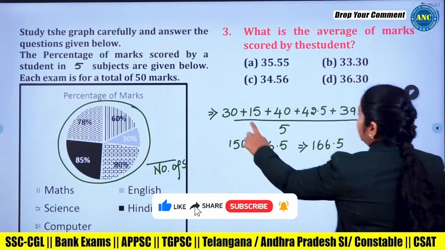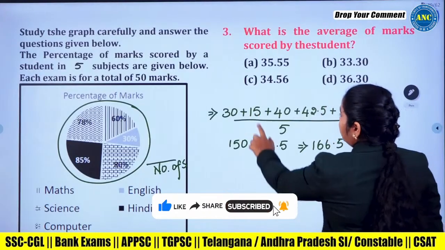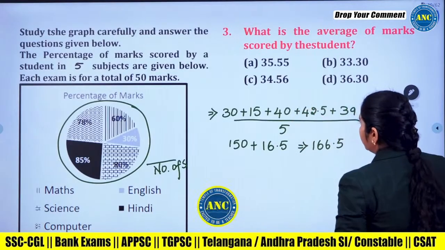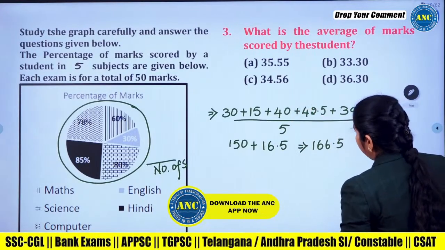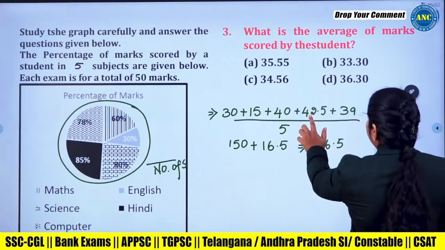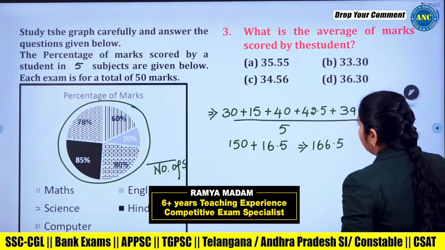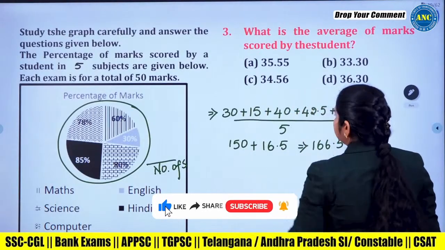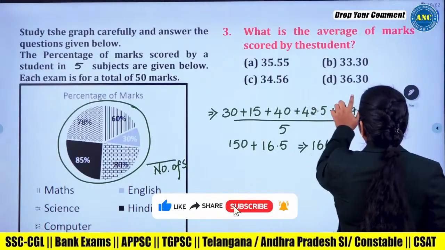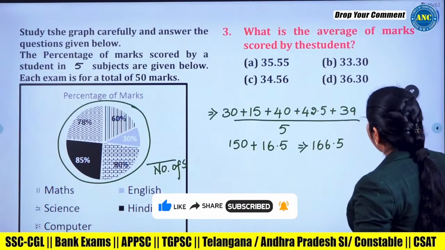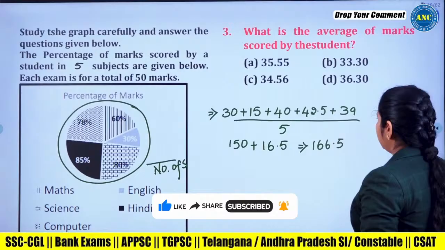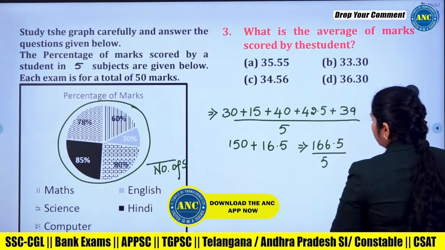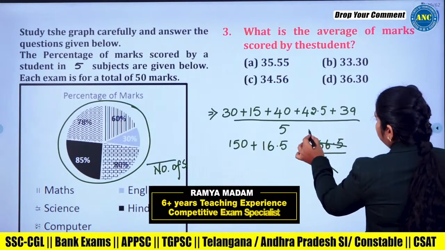Again, let us see. 30 plus 10 is 40. 40 plus 40 is 80. 80 plus 40 is 120. Right? 120 plus 30 is 150. Next, 5 plus 2 is 7. 7 plus 9 is 16. 16.5, right? By 5. So if you take 5, 3 times is 15.